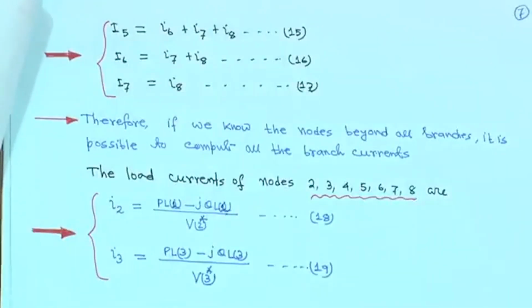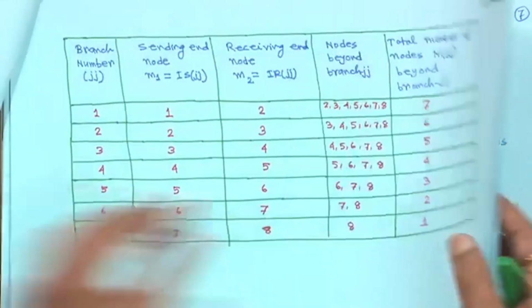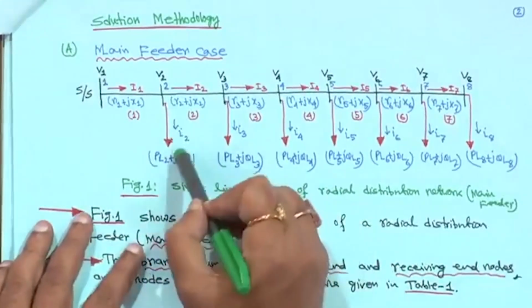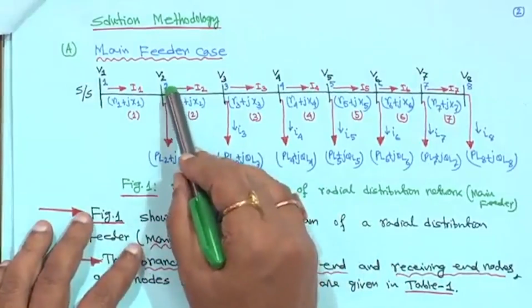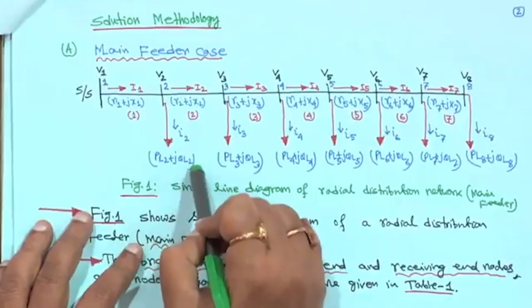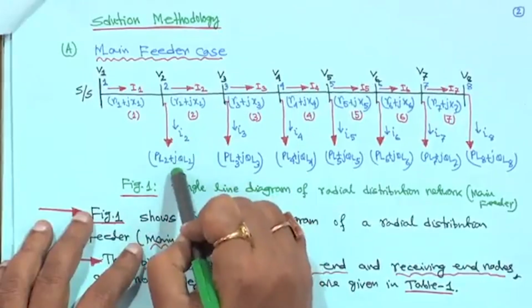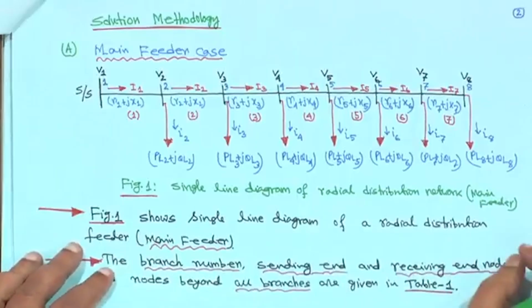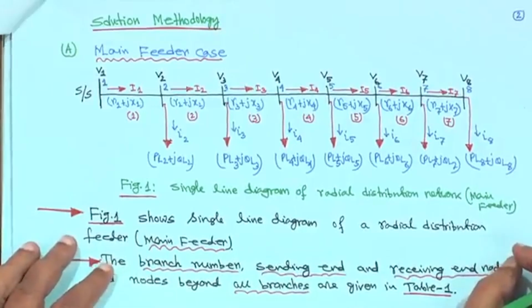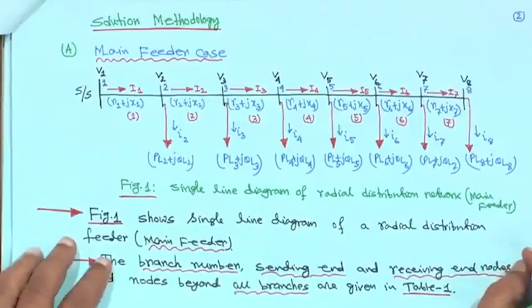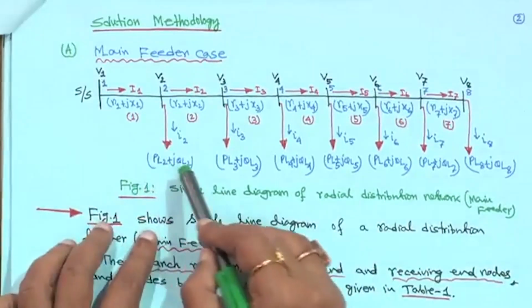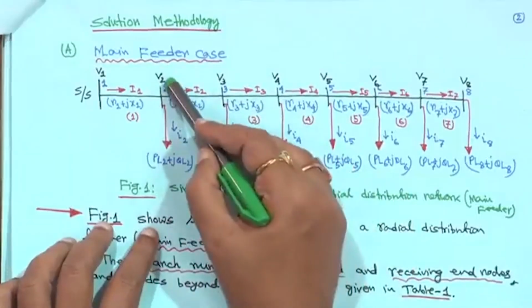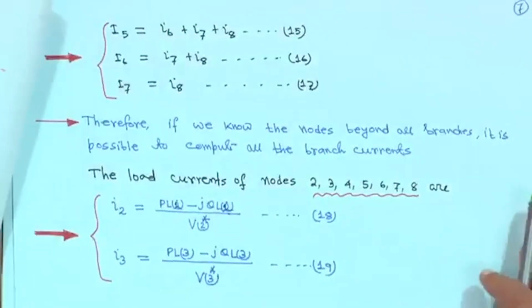Now, the load currents of your node 2. Look, this is the node where the voltage is V2, and this is the load connected, PL2 plus jQL2, and I2 is the current going through the load. You know from load flow studies in general, P minus jQ is equal to V conjugate I. This we have studied in our power system analysis load flow studies. Therefore you can write PL2 minus jQL2 is equal to V2 conjugate into I2. That is why you are writing here.